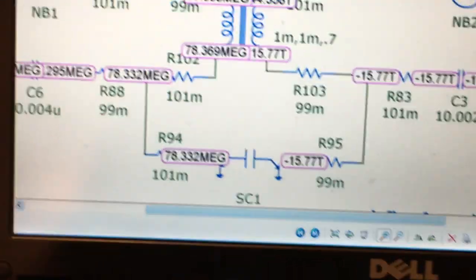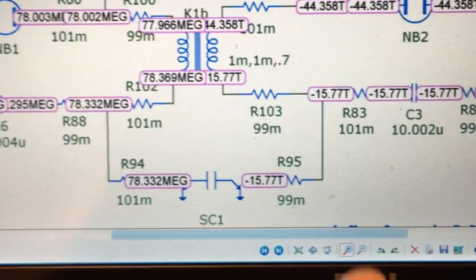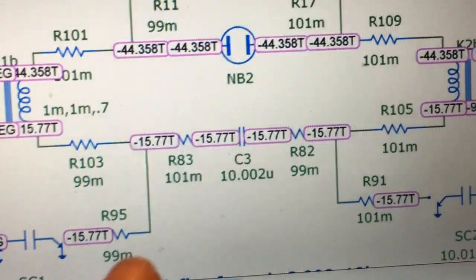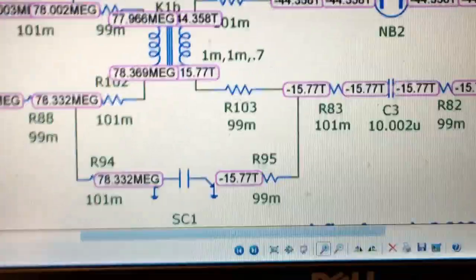Good grief. Oh well. So you can see I got up to teravolts on my nodes here. That's pretty awesome. Okay, now I'm done with that.